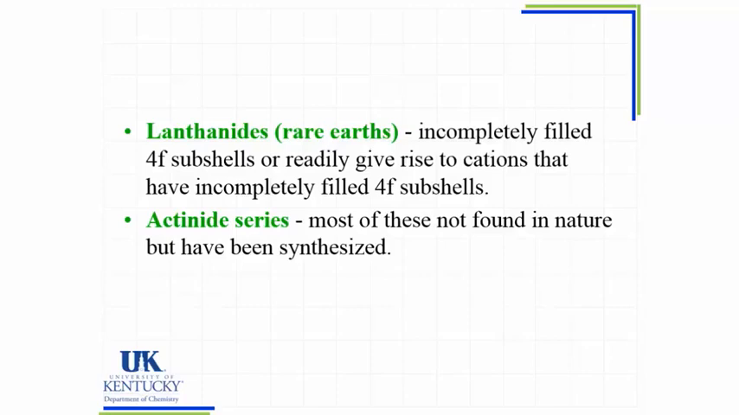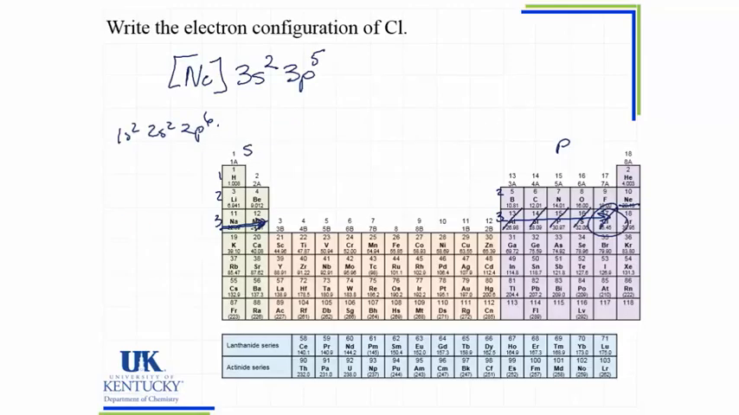Now, before we finish that, I want to move back to a periodic table for just a moment and let us talk about those definitions of the transition elements. Transition elements have incompletely filled d subshells or readily give rise to cations with incompletely filled d subshells, so we are only talking about these elements. It's not the entire d block. These are not transition elements. And let's see why. Zinc.